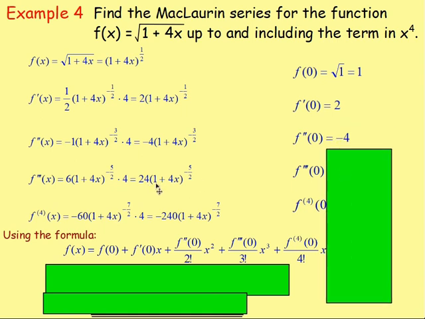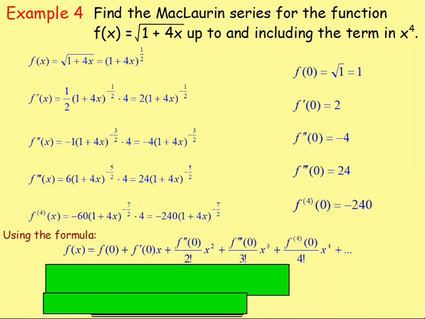24 times 1 plus 4 times 0, so it's just 1 plus 0, so it's just 1 to the power of negative 5 over 2. Again, you could rewrite that if you want. Write it as 24 over 1 to the power of positive 5 over 2. Work out 1 to the positive 5 over 2. It just works out to be 1, so you've got 24 over 1, which is just 24. And this one as well, negative 240 times 1 plus 0 to the power of something. 1 to the power of anything is just 1, so it's negative 240.